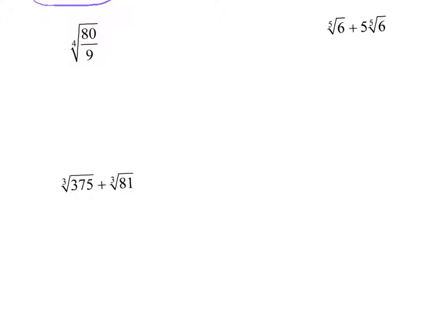Okay, let's see here. So the 9 is 3 times 3. So I have the fourth root of 80 over 3 times 3. Since I'm doing the fourth root, I'm going to need a couple more 3s. So I'm going to multiply by 2 more 3s. And then those 2 3s on top also.